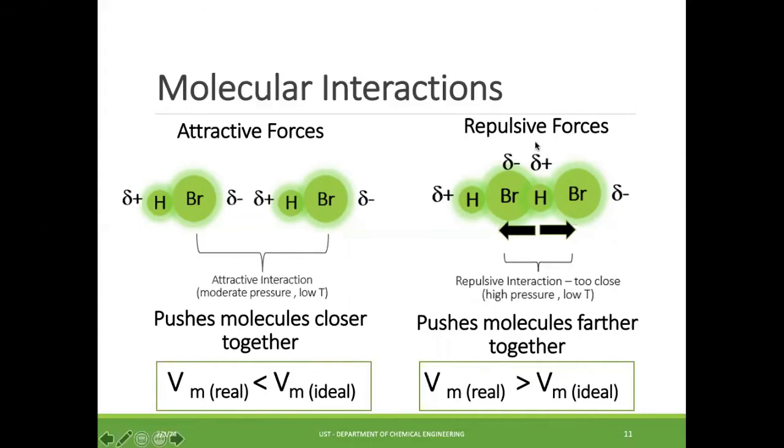Now, for repulsive forces, if the distance between the two molecules is too close, so there's a high pressure and low temperature, it pushes the molecules farther apart, or they repel each other. In terms of molar volume, the molar volume of a real gas is greater than the molar volume of an ideal gas. So in terms of the property of gas, if there is repulsive force, gas is less compressible.